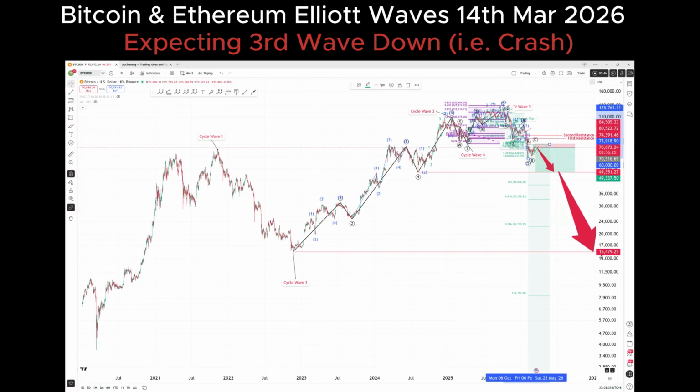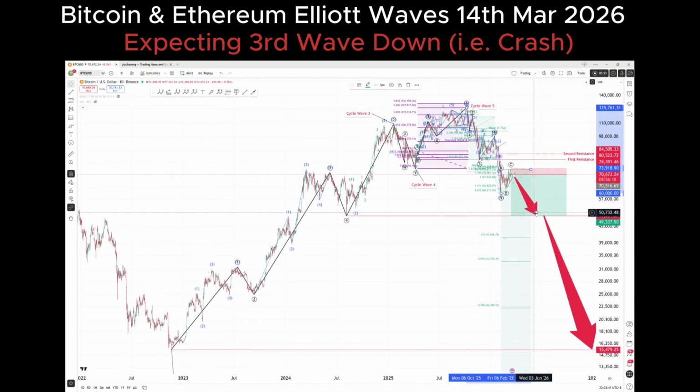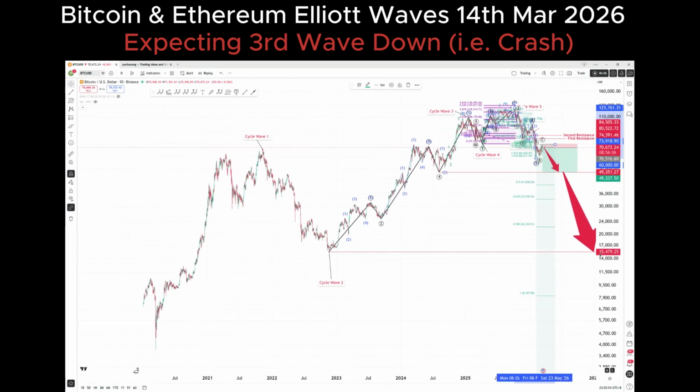So this gives us a target of 15,480. Okay, so over here you have this wave down, the first target where we will take a look at how the price reacts, and then we have this ultimate target of 15,000 and around 500 to be more conservative. But over here, we will review and see how the wave plays out.